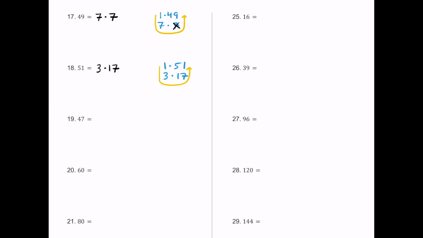For number 19, we have the number 47, and 47 is actually just a prime number. So the only factors of 47 are going to be 1 and 47. 2 factors, which defines it as a prime number.